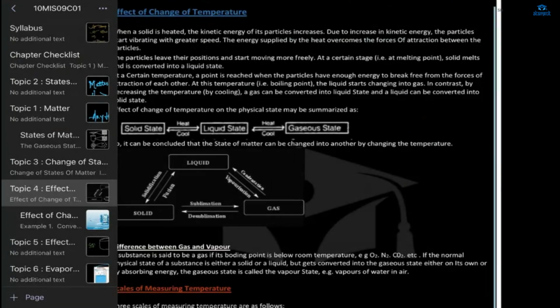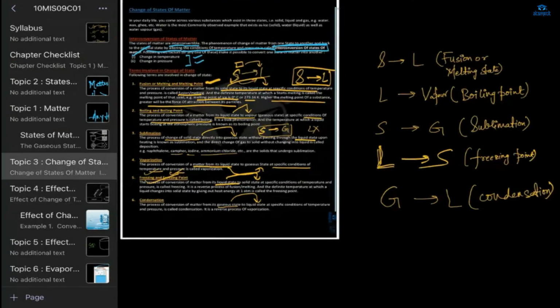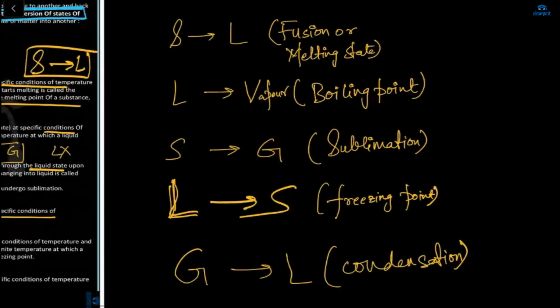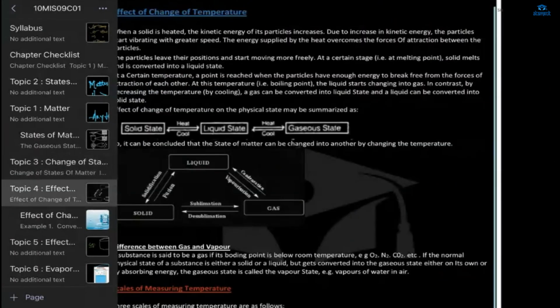Okay, this is the effects of change of temperature. So let me quickly revise this. Solid to liquid is fusion, like ice to water. Liquid to vapor is boiling point, simply water to gaseous state. Solid to gas is your sublimation. Liquid to solid, if we are keeping the water in the fridge, that's freezing point.